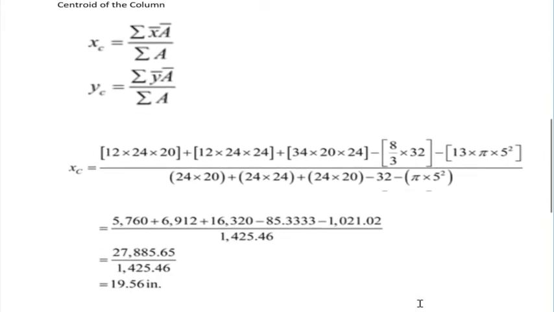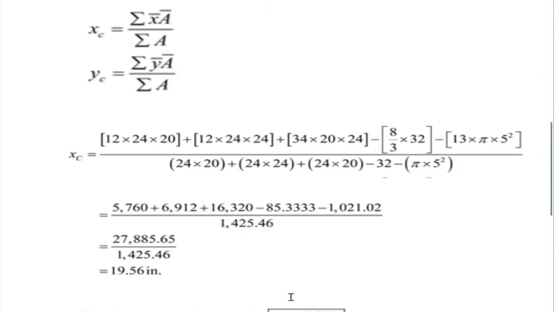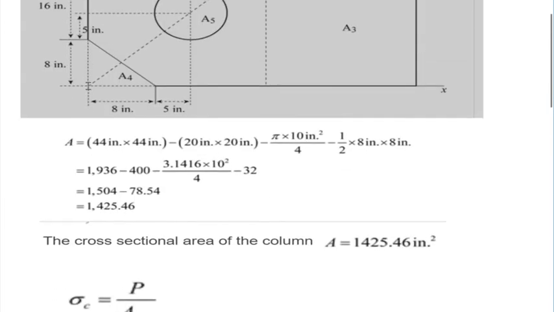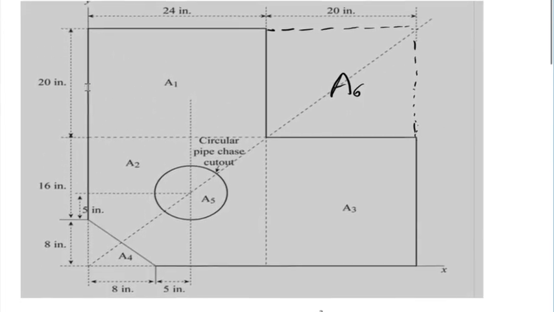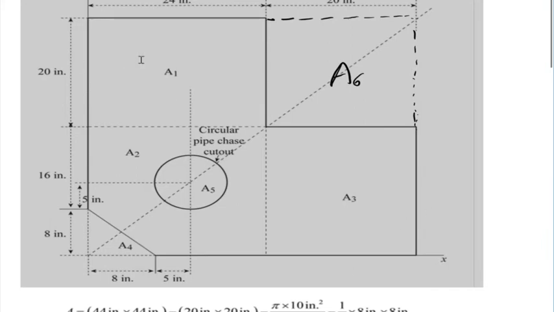Making the calculations, we find that the coordinate for that centroid would be 19.56 inches from this point that we are setting up as the origin of coordinates. As we can see, this is the x-axis and this is the y-axis, and the origin of coordinates would be this. So 19.5 inches, so around here would be the center of the shape, actually around this point, kind of like there where my mouse cursor is.